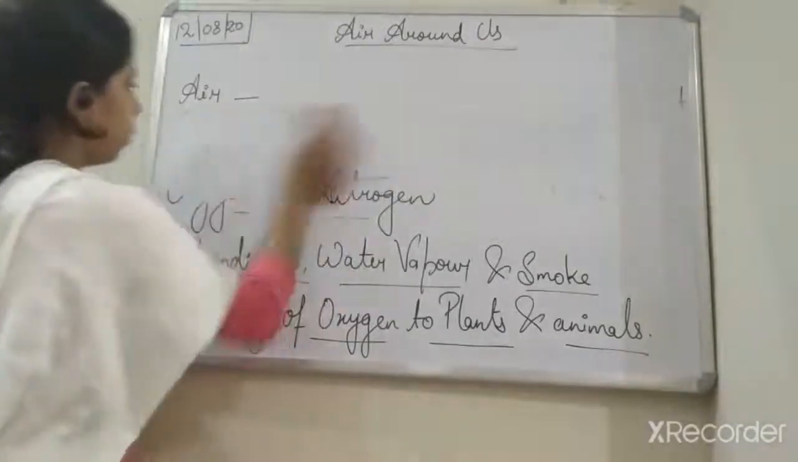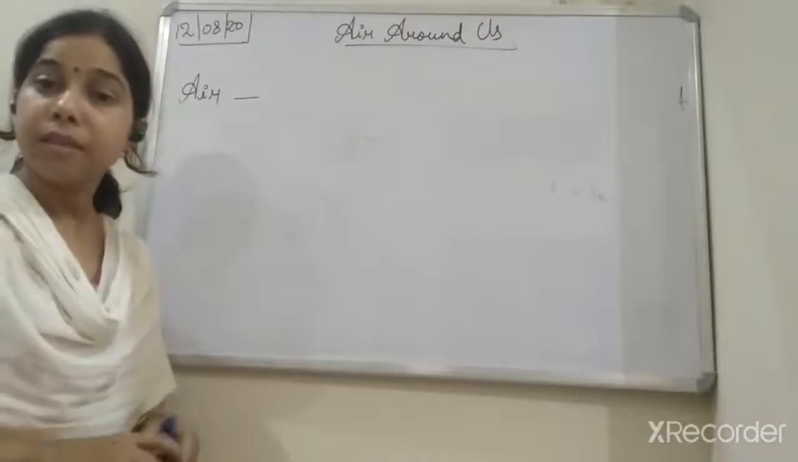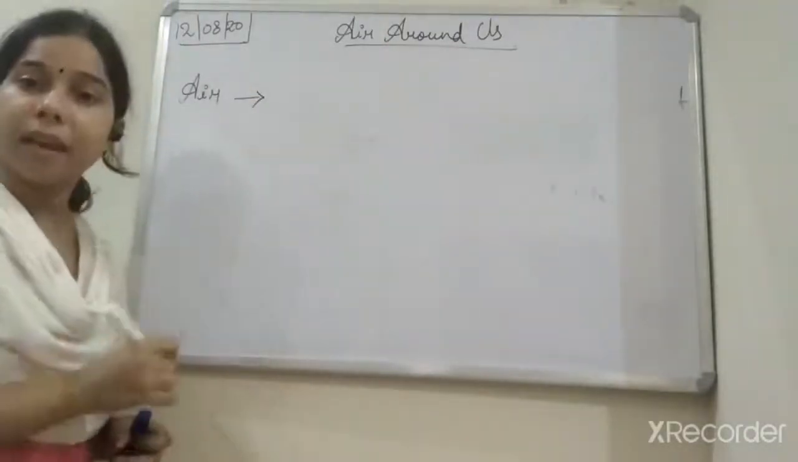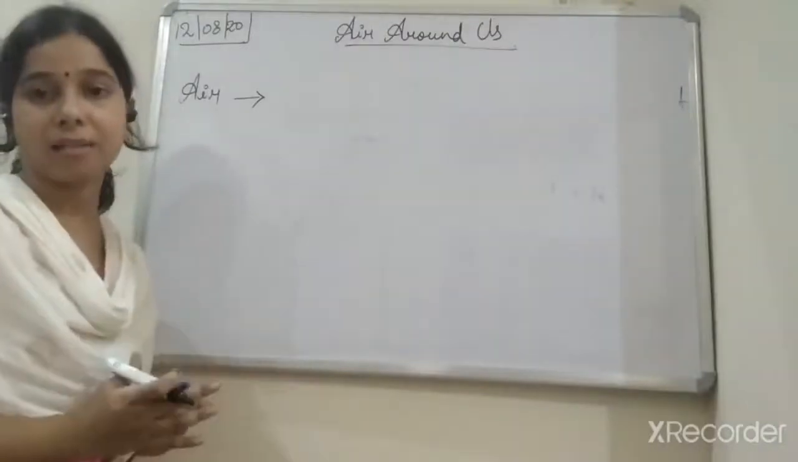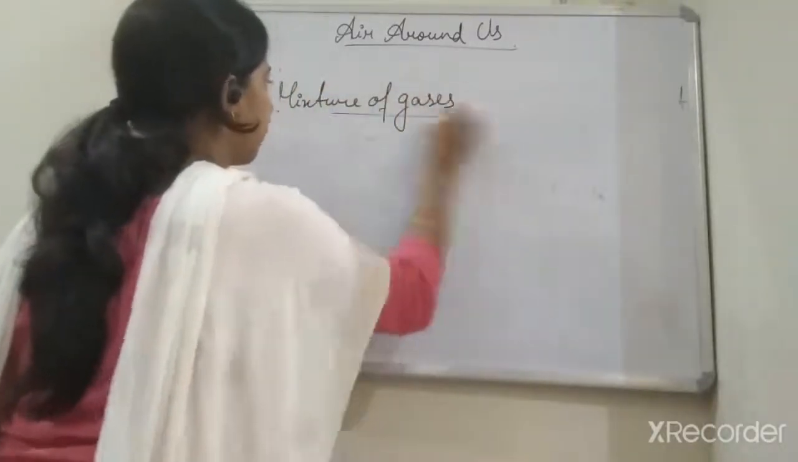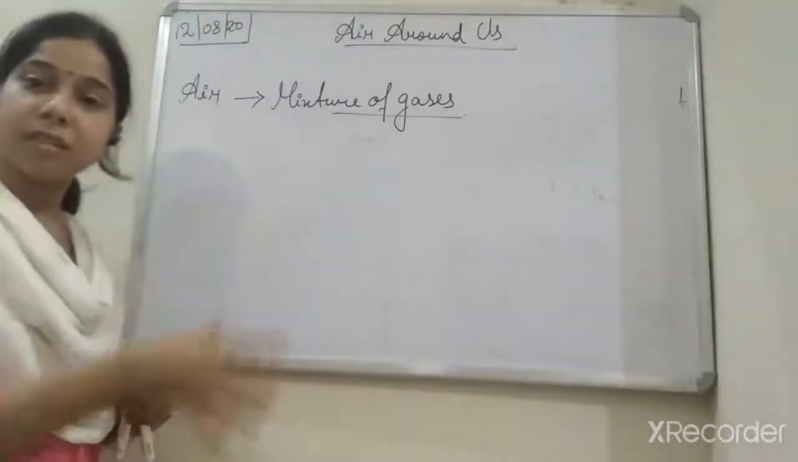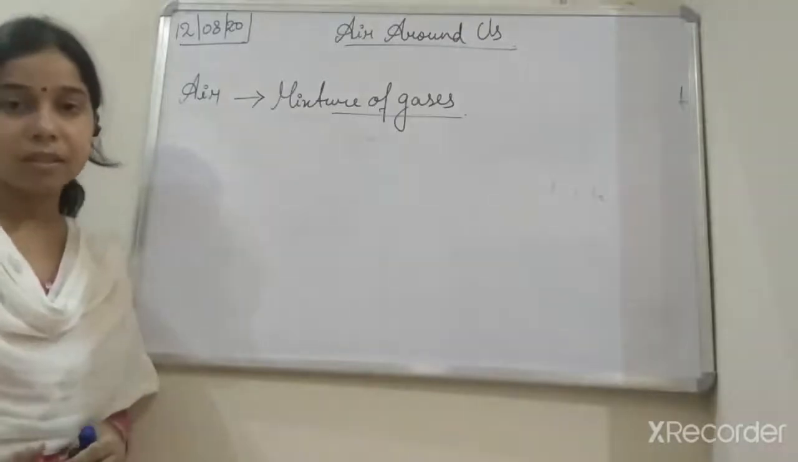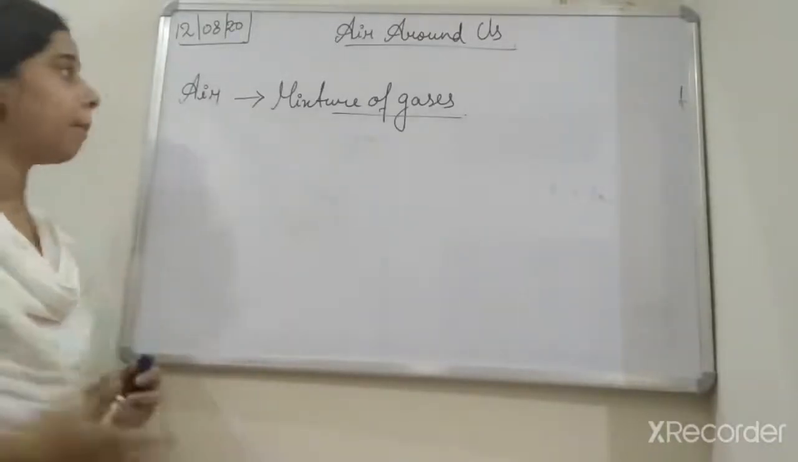When we talk about air, students, air consists of all the different types of gases. So the first point for air is that it consists of different gases, or we can say it is a mixture of gases. Different types of gases combine together and constitute the air. It consists of nitrogen, oxygen, carbon dioxide, and other gases also, which we will discuss in the composition. But till now you will understand that air is a mixture of different gases. Different gases combine together to form air.